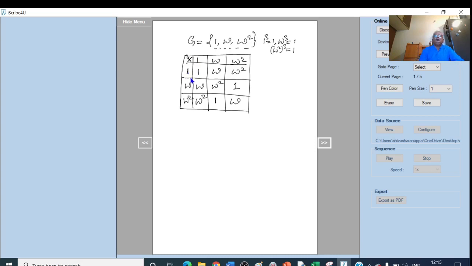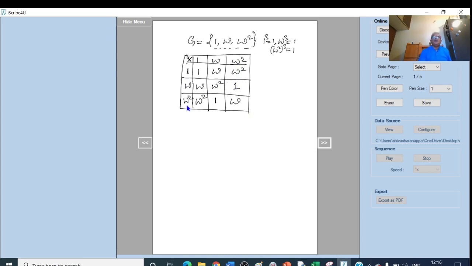Then to find the inverse of omega, in this row move to the right till you get the identity element. I am moving to the right here. I am getting the identity element here. When I get the identity element, if I multiply omega with omega square, that means here omega into omega square equal to 1, which means omega square is the inverse of omega.